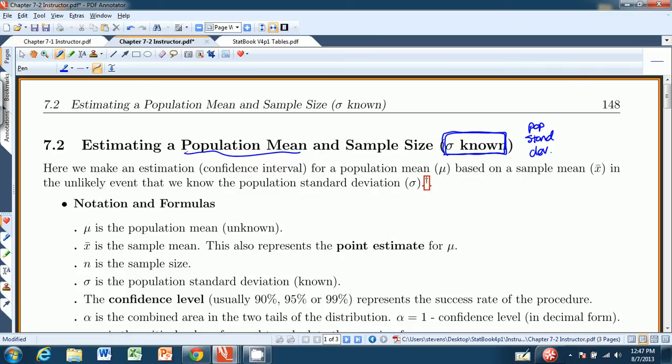In addition to building confidence intervals, we're also going to determine a minimum sample size required to reach a certain degree of accuracy in our interval estimation. All right, so let's get started.